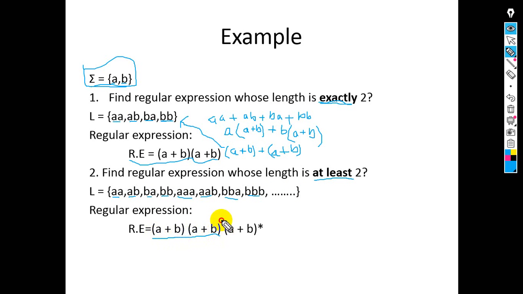For exactly 2 we have the same string, the same regular expression. Here we said exactly 2. So this is for 2, and next what we have? Next we have for 3, 4, 5, 6; this will be repeated again and again.